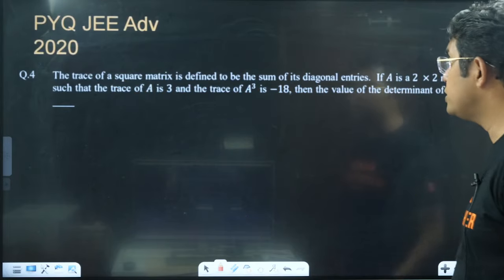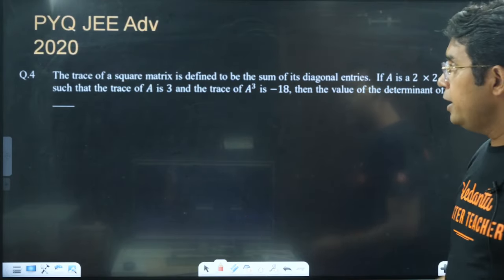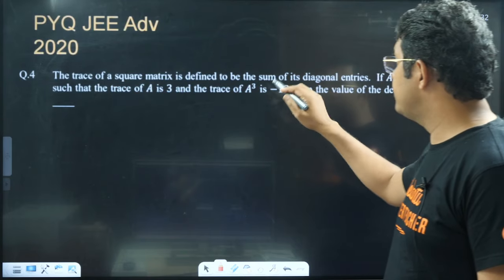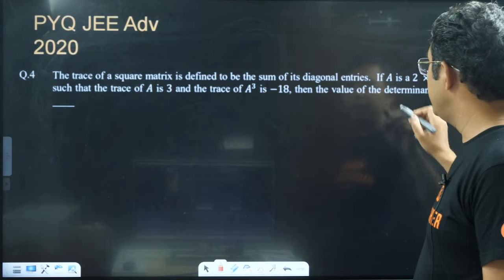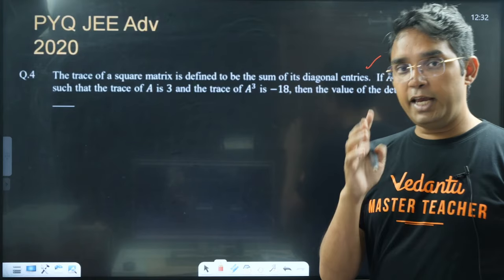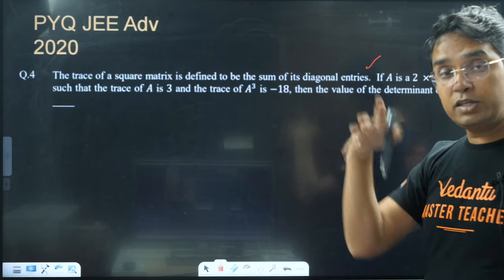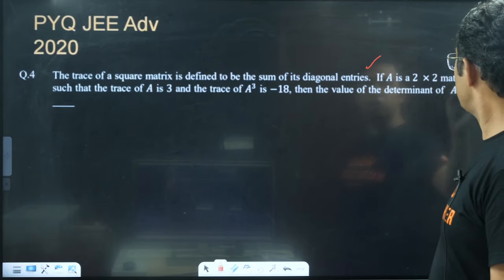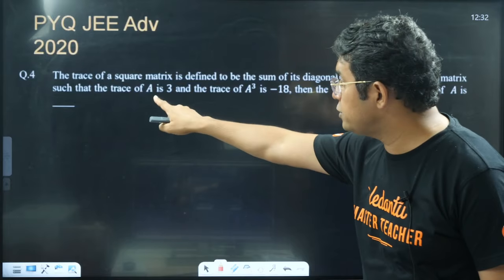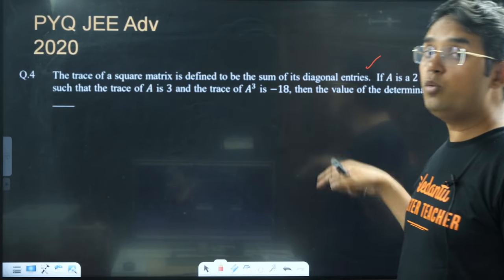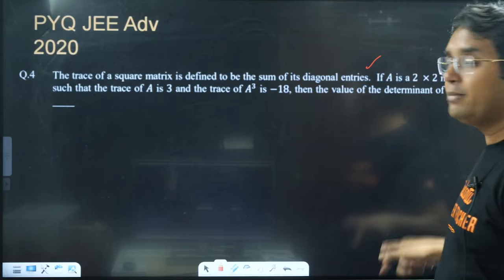So this is one question from 2020. Here we are given that the trace of a square matrix is defined to be the sum of diagonal entries. In fact, in your JEE Advanced syllabus even trace is not mentioned, so that's why they are defining it in the question itself. If A is a 2 into 2 matrix such that trace of A is 3 and trace of A cube is minus 18, then they are asking for the value of the determinant.